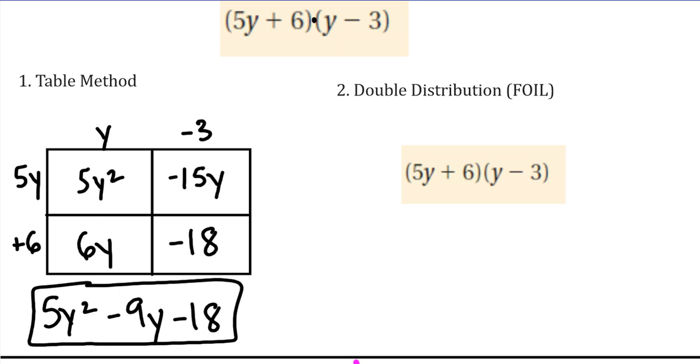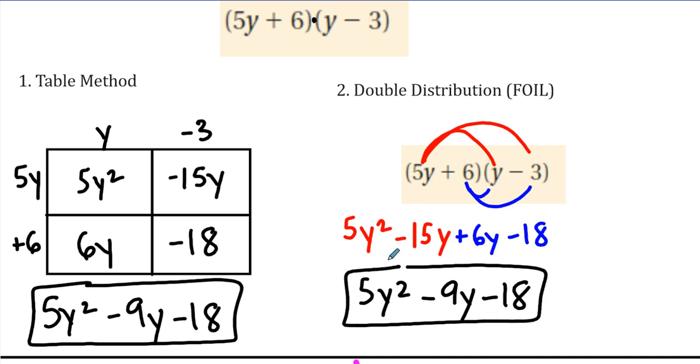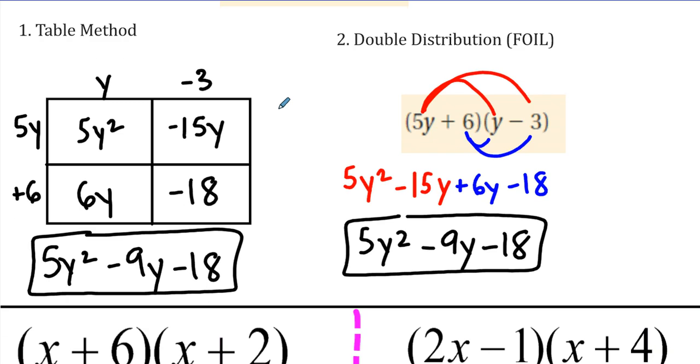If instead you did multiple distribution, here's what that would look like. You should get the same answer, just a different strategy. 5y times y is 5y squared. 5y times negative 3 is minus 15y. Now this 5y is done distributing. The next item in the expression, 6, distributes. 6 times y is 6y. 6 times negative 3 is negative 18. Combine your like terms. 5y squared. Negative 15y plus 6y is still minus 9y. Minus 18, and voila, you notice you get the same answer. It's just two different techniques. I don't care which technique you use, I'm just presenting both because it's usually about a 50-50 split for preference. Use those as your guide.